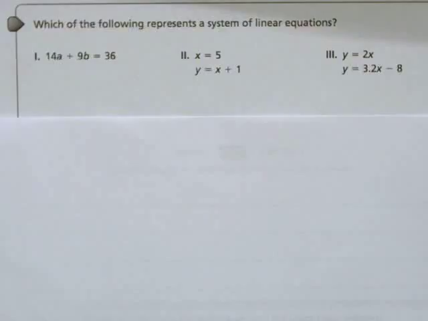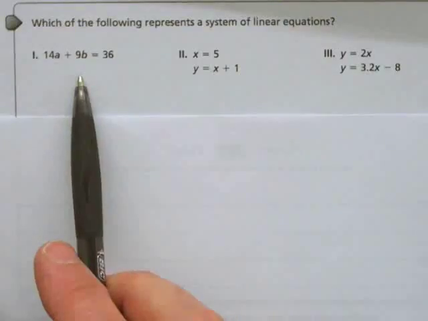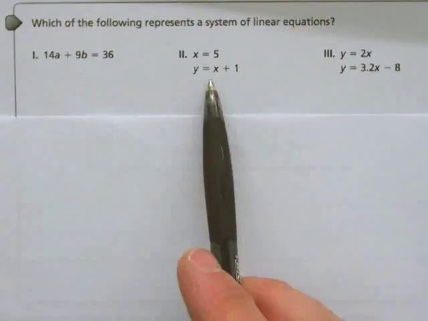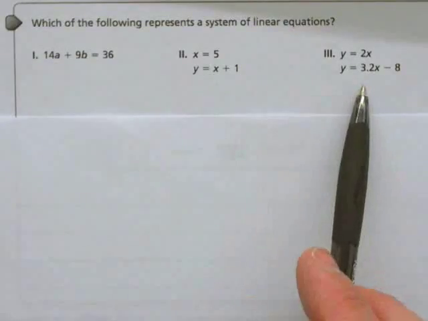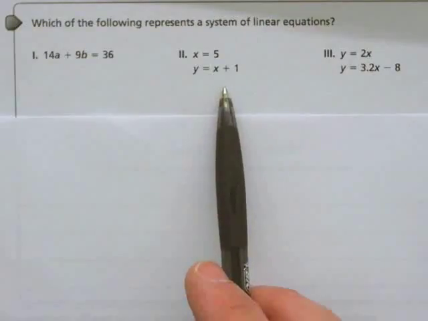All right, so let's look at these three examples, Roman numerals 1, 2, and 3. In order to have a system of equations, I've got to have more than one equation. In this first example, you can see there is only one equation. In examples number 2 and number 3, there are two equations. And note, too, that there are two variables.